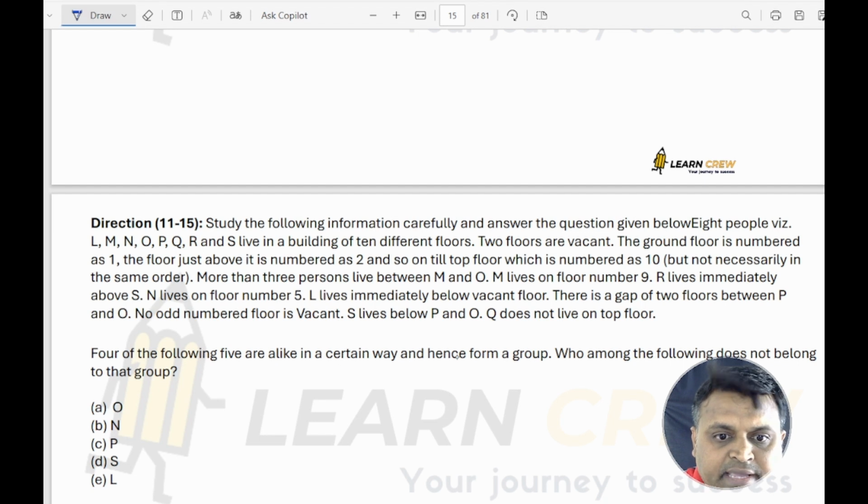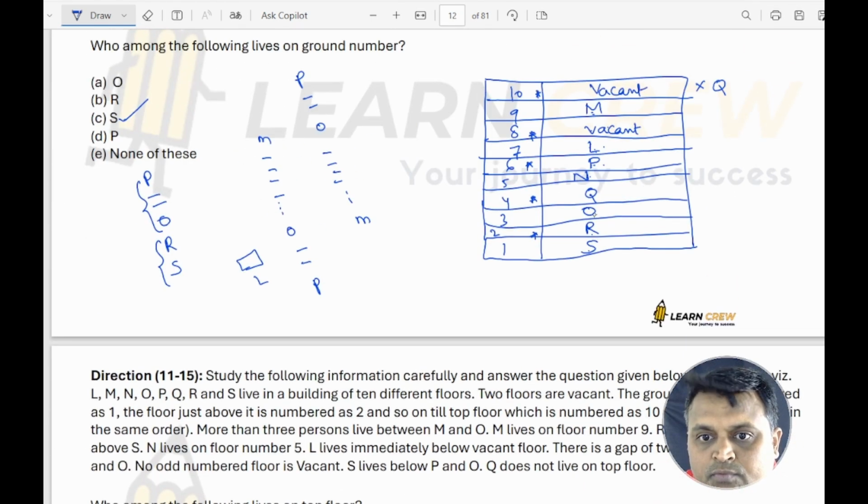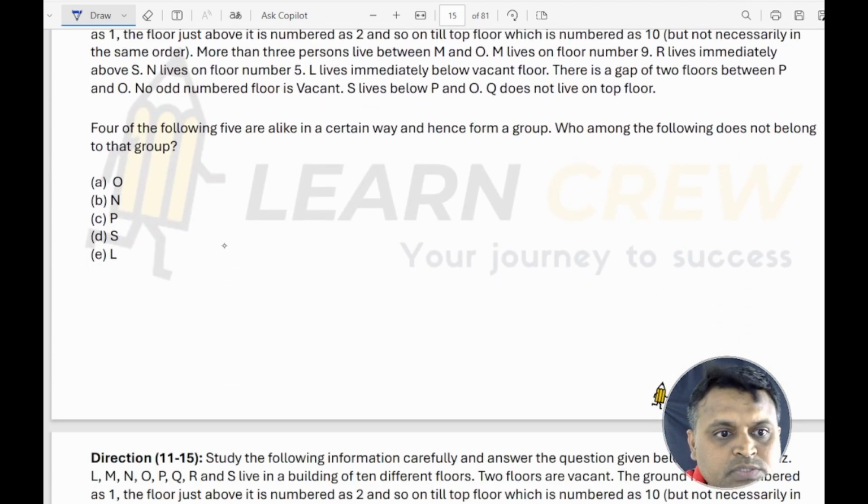4 of the following 5 are alike in a certain way and hence form a group. Who among the following does not belong to the group? ONPSL. Please see here. Other than P, O is in the odd floor, S is in the odd floor, and L is in the odd floor. So O, N, S, L are in the odd floors, whereas P is in the even numbered floor. So P is different. Next one.